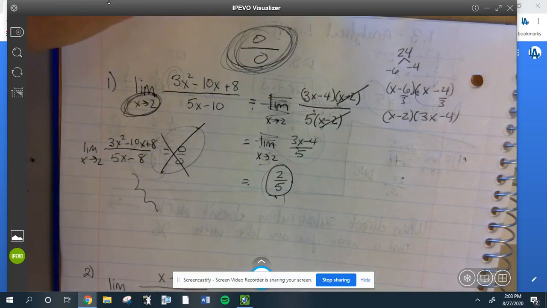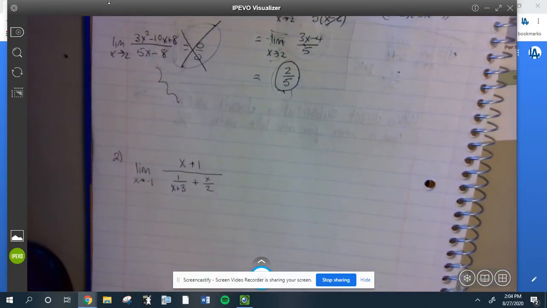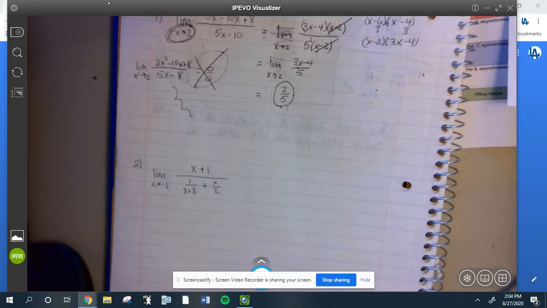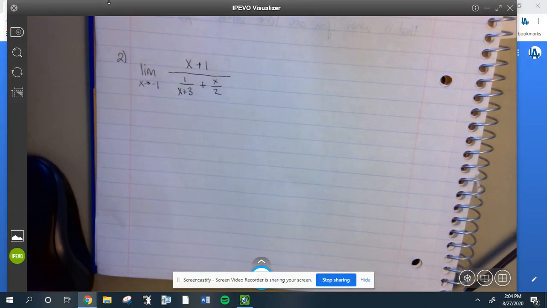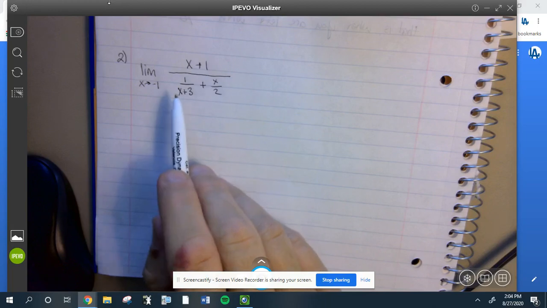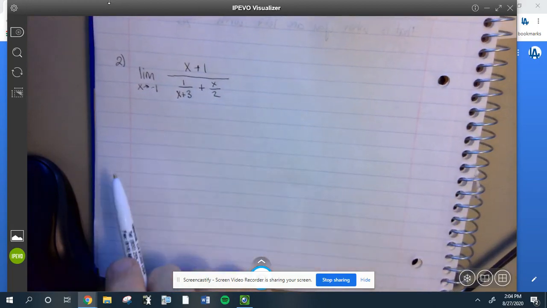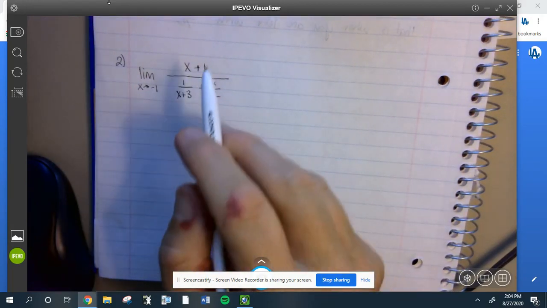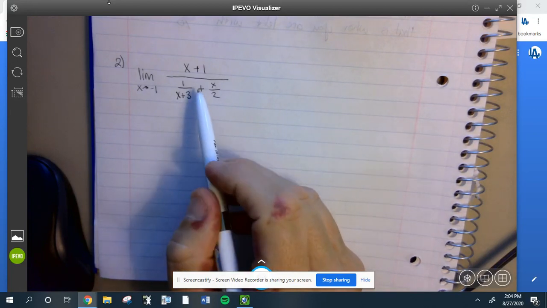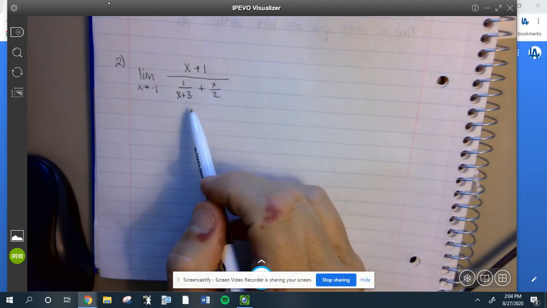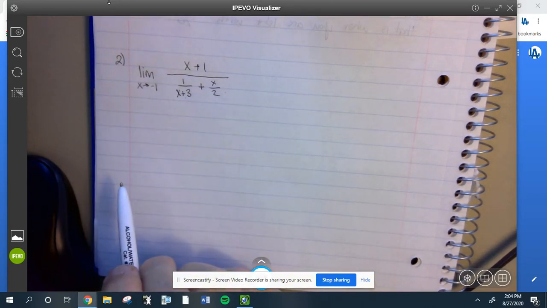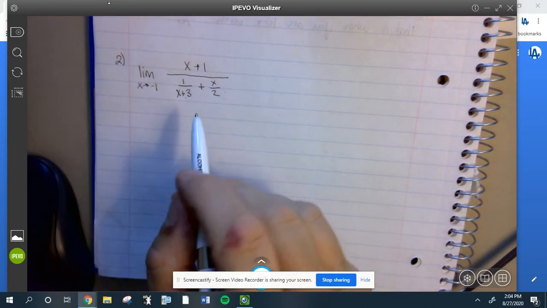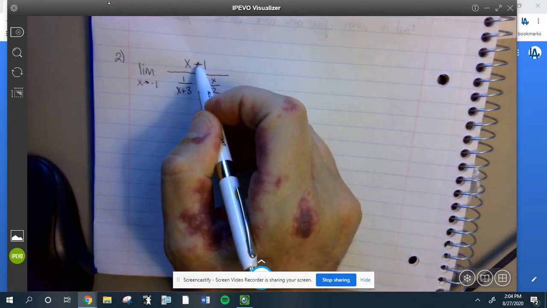All right, next problem is this. Now this is the limit as x approaches -1 of x plus 1 over this. It's a complex fraction, because you have a fraction within a fraction, right here and right here. So you would plug in -1 to see what happens.